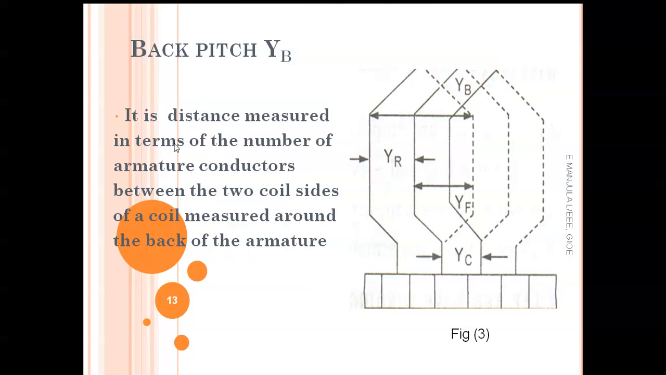It is a distance measured in terms of the number of armature conductors between the two coil sides of the coil, measured around the back of the armature. So from the starting coil side to the end coil side, around the back of the armature, we call it the back pitch.